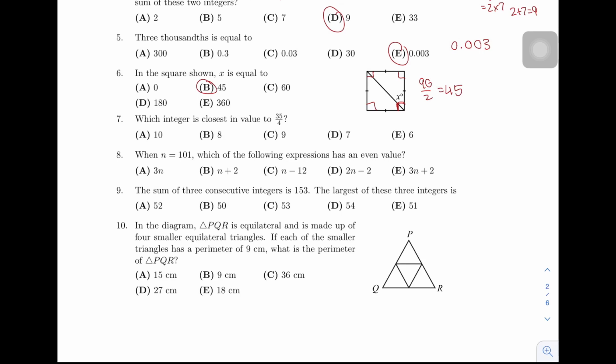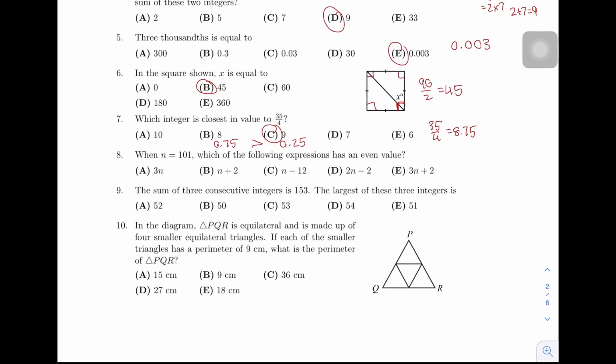Number 7, which integer is closest in value to 35 over 4? If you plug 35 over 4 into your calculator, you get 8.75. So you know that this number is between 8 and 9. From 8, it is 0.75 away, and from 9, it is 0.25 away. Since 0.25 is smaller than 0.75, you know that C is the correct answer.